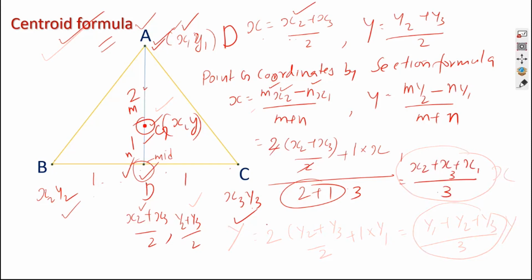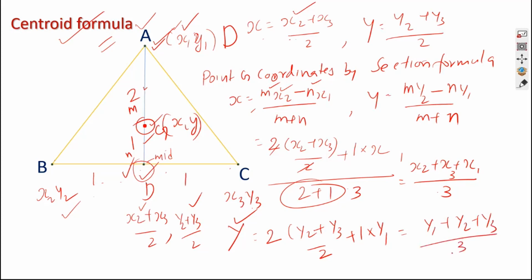And for finding out the y coordinate, like this, we will write 2 into y2 plus y3 upon 2, correct, plus 1 into y1. That also will be turning into y1 plus y2 plus y3, same way, upon 3. So we got a formula like this. This is for x, this is for y, to find out the value of the coordinates of the centroid.